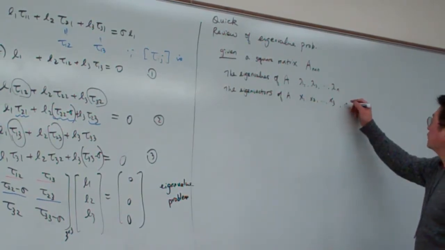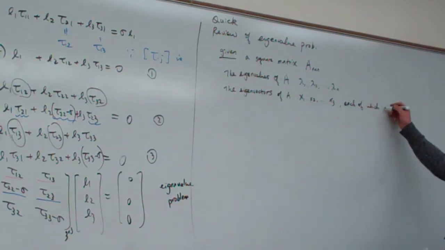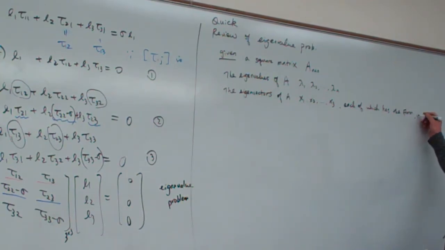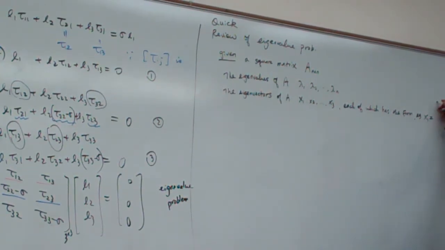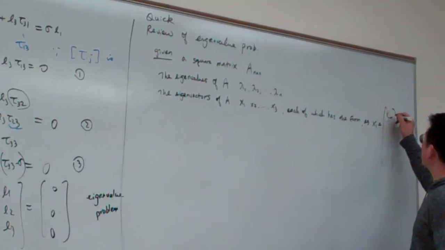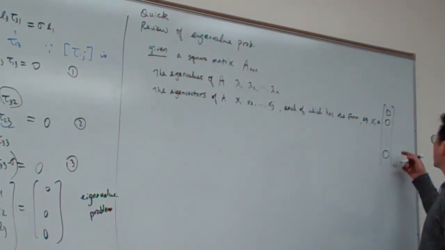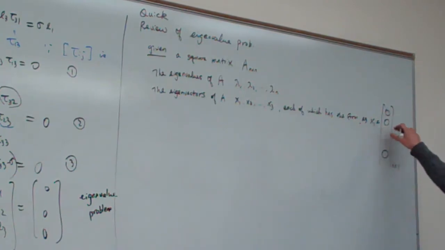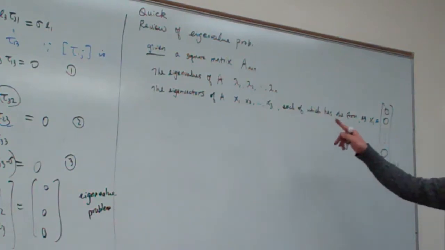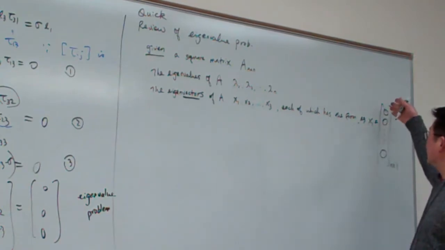And each of the eigenvectors has the form, for example, say x1 equal to a column vector with so many elements. So it's an n by 1. Here I'm just indicating it is a column vector and has n components. So each of the eigenvectors is really a vector, something like this one.